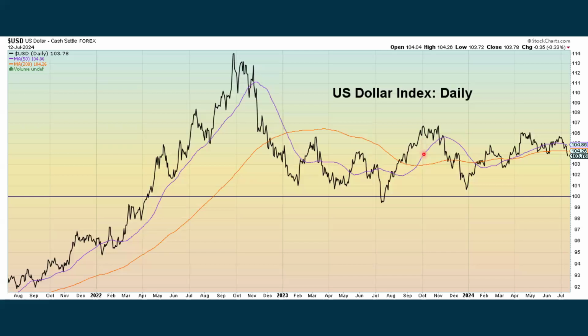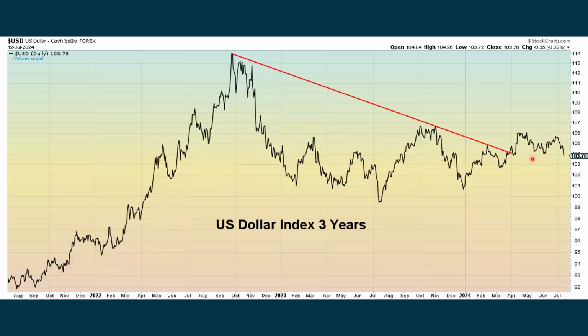Here is the dollar by itself, where it did see some weakness this past week, but it's still in an uptrend where we have the blue line above this orange moving average. This is a longer term chart where we broke out with this downward sloping trend line here, but we're starting to fall back with the dollar right now.